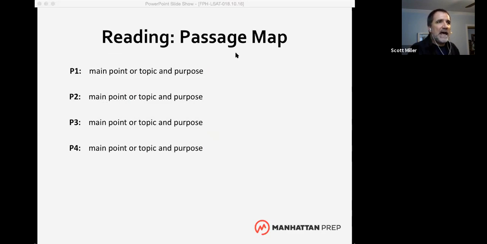So let's look at an actual reading comprehension passage and see how to apply this. The passage we're going to look at is from the June 2007 LSAT. This is the free one that LSAC publishes on their website that you can download for free. You can go to our website, manhattanprep.com, on the LSAT page and download a free copy. If you have that, great. If not, I'm going to put this up on the screen anyway, so if you don't have it with you right now, that's fine.